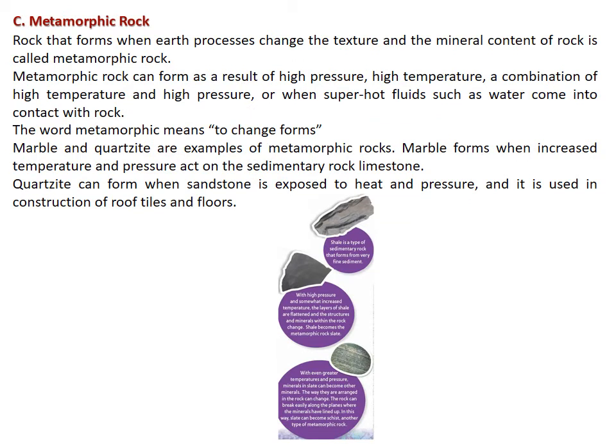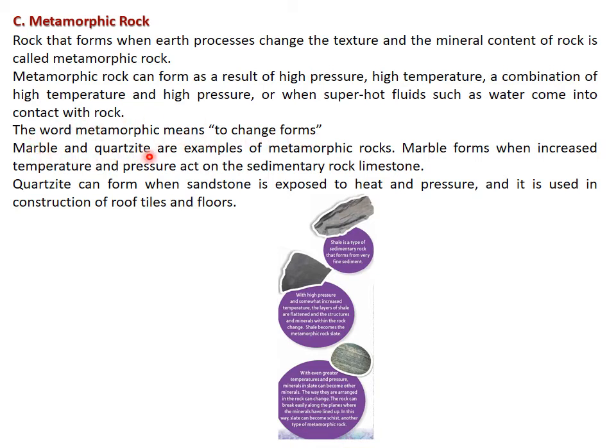And now, the third type are the metamorphic rocks. Rock that forms when earth processes change the texture and the mineral content of rock is called metamorphic rock. Metamorphic rock can form as a result of high pressure, high temperature, a combination of high temperature and high pressure, or when superhot fluids such as water come into contact with rock. The word metamorphic means to change forms.